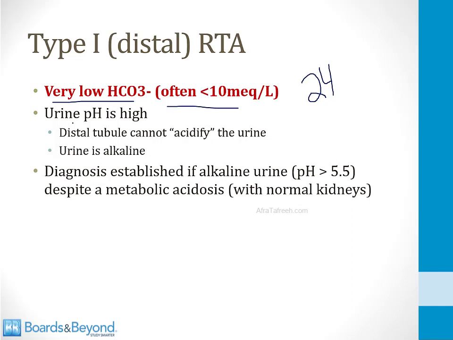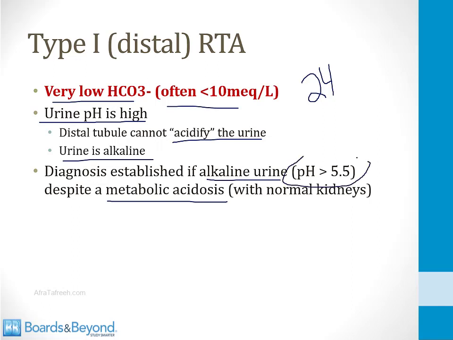In addition, a classic finding of a distal RTA is for the urinary pH to be high. When the urine cannot be acidified by those cells in the distal collecting duct, the urine will therefore not develop a low pH, and the urine will be alkaline. So the diagnosis of a distal RTA is established if you have a metabolic acidosis and an alkaline urine. Once you see those two things, this is the type of RTA you have, and an alkaline urine is considered a urine with a pH greater than 5.5.